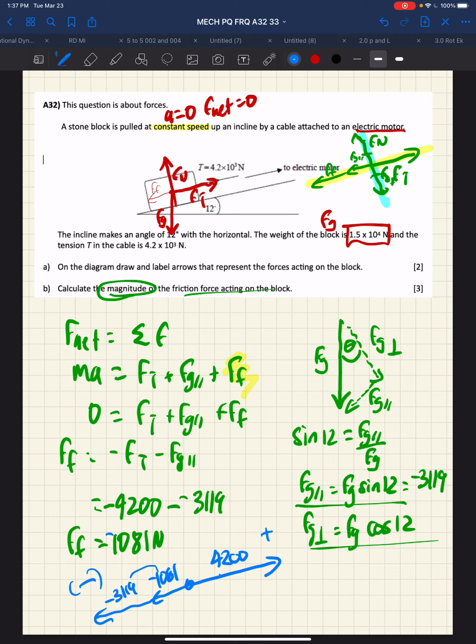Now we just want to be careful because we can only express these in two significant digits. So this should be expressed as 4.2 times 10 to the third. This should be minus 1.1 times 10 to the third, and this should be minus 3.1 times 10 to the third. And so we still see they add up to minus 4.2 to be balanced with a positive 4.2. So the friction, the magnitude is 1.1 times 10 to the third newtons.